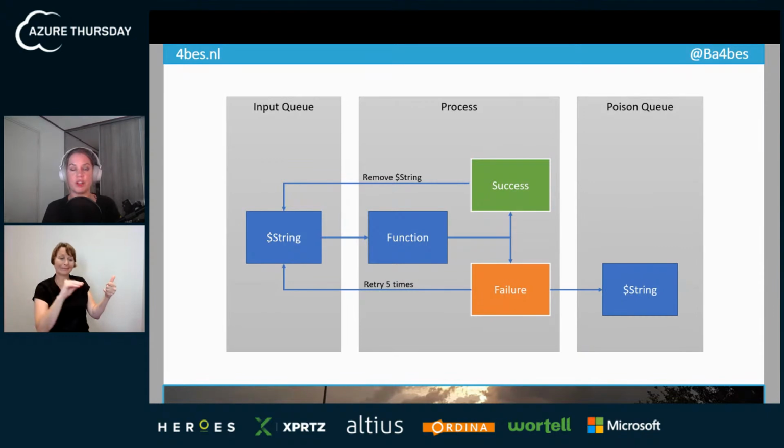And because the function is triggered by that input, it will start running again, and it will do this 5 times. If after 5 times it still has not succeeded, then the message will be sent to a poison queue. So the poison queue is an extra queue where you can get an overview of the things that went wrong. The great thing about a message queue is that it will run in parallel. The message queue will not do all those messages one by one. It will start multiple functions. So the runtime gets a lot faster. So I thought this is something that I can use.